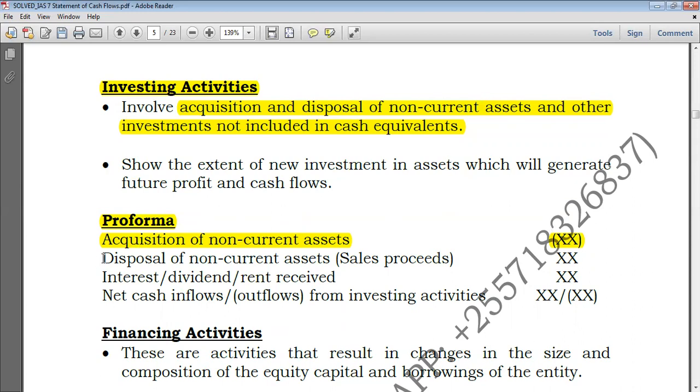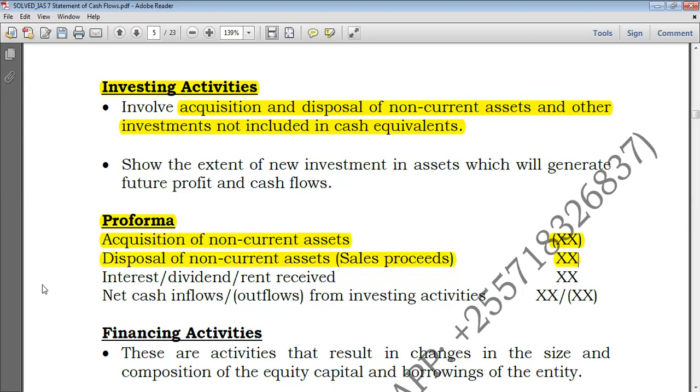But you could also have disposal of non-current assets and other investments not in cash and cash equivalents. We would obtain something we call sales proceeds, as long as we receive those proceeds in cash. All right, because it could be that you have received proceeds, but they are not in cash. Maybe some amount is in cash, but some amount is in the form of a receivable. So you'd have to account for that respectively.